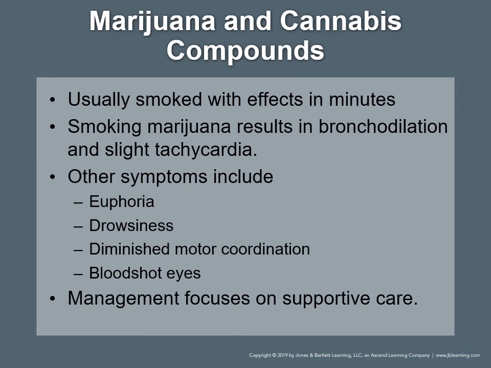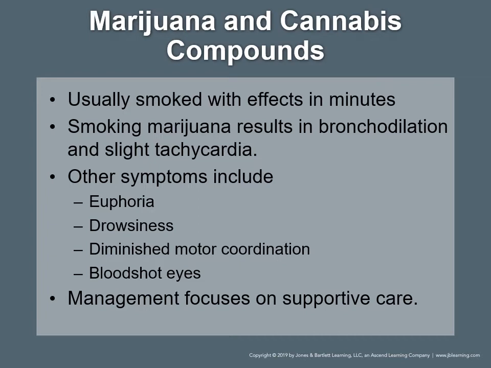Marijuana and cannabis compounds are the harvested and dried leaves and flower buds of the cannabis sativa plant, also known as weed, pot, dope, or smoke. It is usually smoked but can be ingested, such as when baked in cookies. The onset of effects is minutes when smoking. Oral ingestion slows the onset time to several hours. Users have a distorted sense of time and space and occasionally a feeling of unreality.